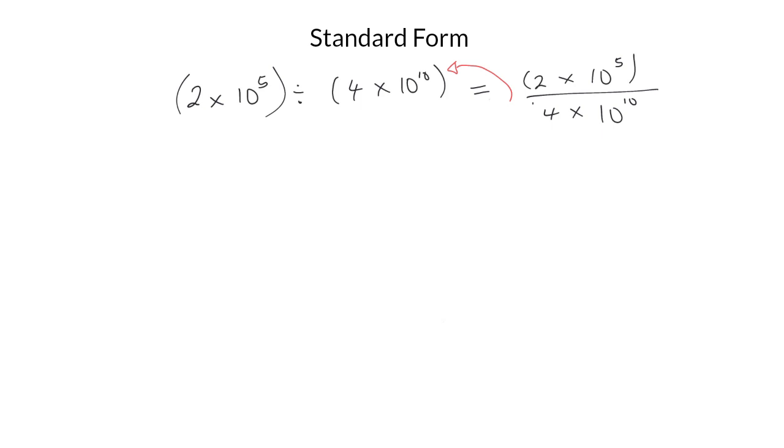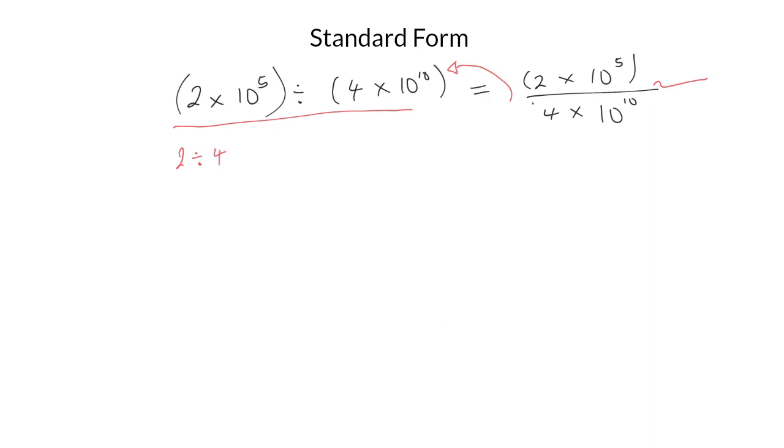So I will always be going with this. If I have a question written this way, I will change it to this form, which is still the same thing. Now we're going to the same step. The step is we're going to put the front numbers together, taking note of the division sign this time. So here we're going to have 2 divided by 4.